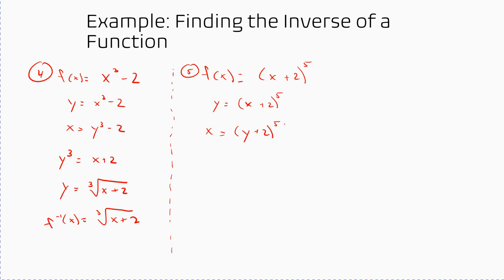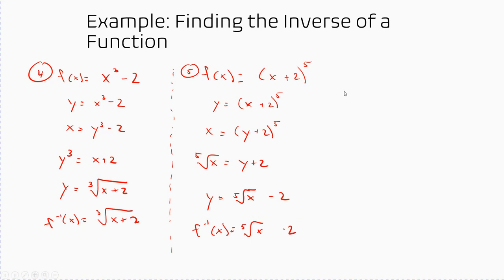Right, for y. So to get rid of the fifth power, you're going to take the fifth root of each side. And then you're just going to subtract 2 over. So y is equal to the fifth root of x, and then minus 2 on the outside. So yep, perfect. f inverse of x is equal to the fifth root of x minus 2.